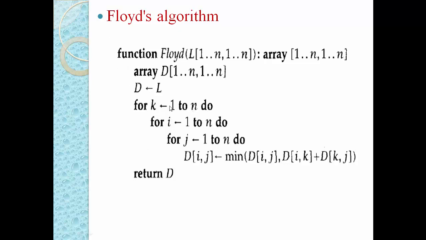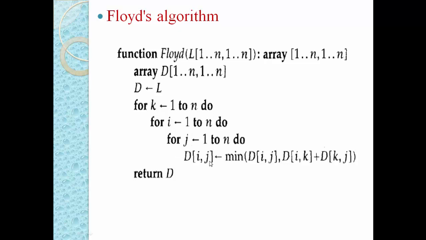Then after that we have 3 different loops. One is the outer loop, that is k is equal to 1 to n. This loop is basically for the intermediate node. When the value of k is equal to 1, it means that we are considering node number 1 as an intermediate node. Then node number 2 as an intermediate node, and last, the nth node, we are considering as an intermediate node. Inside this loop we have another 2 loops, that is i is equal to 1 to n and j is equal to 1 to n.